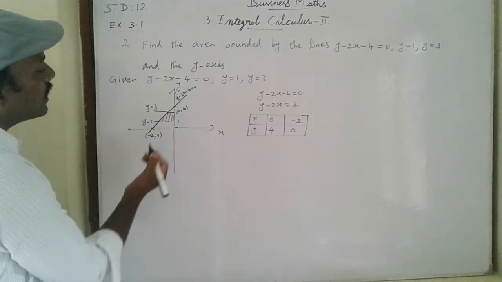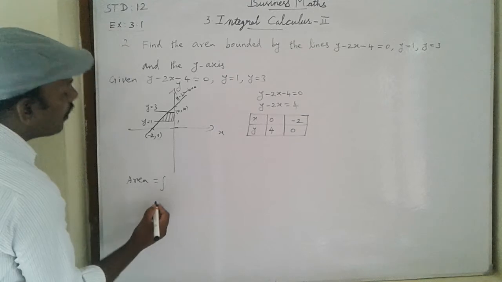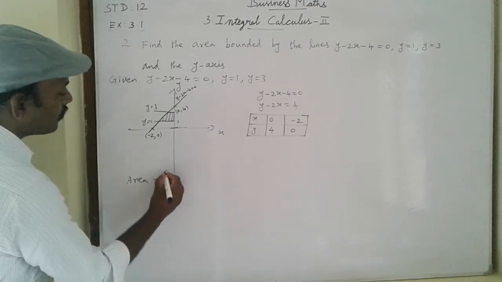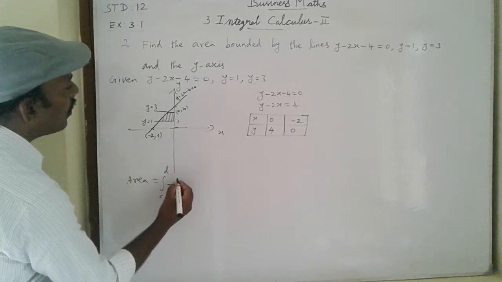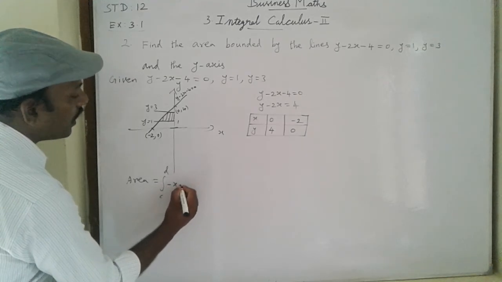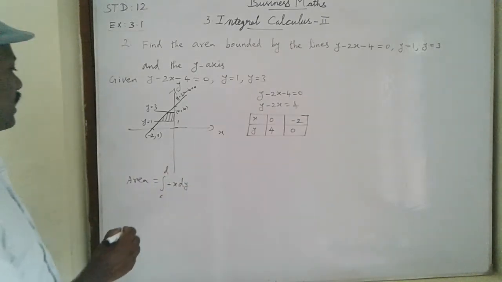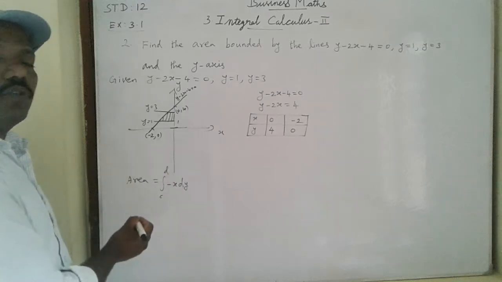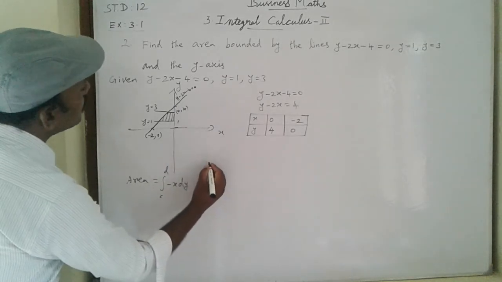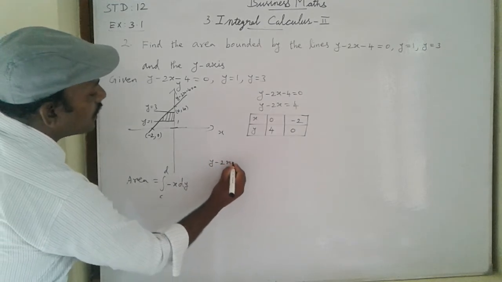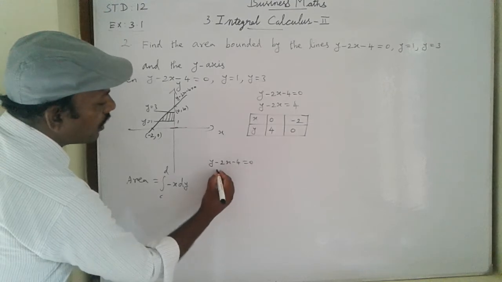We know the formula for the area on the left side of the y axis. Area equal to integral C to D of minus x into dy is the formula. So we should find x from the equation y minus 2x minus 4 equal to 0.